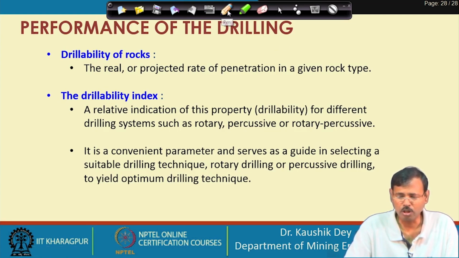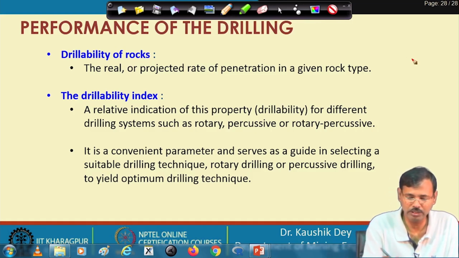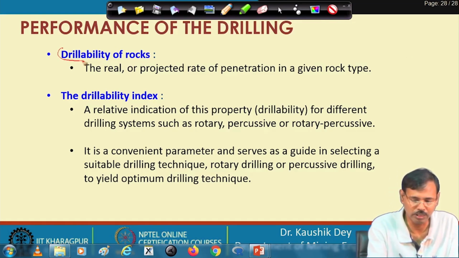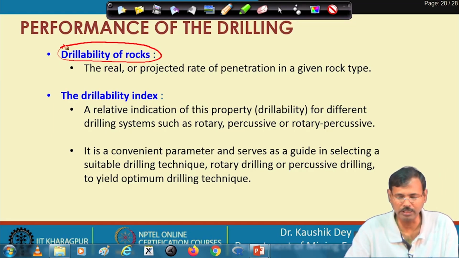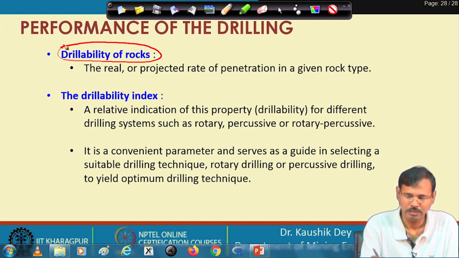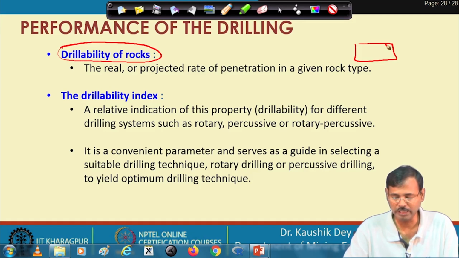The rock, that is the uncontrollable parameter, is defined with the term called drillability. How easy a rock is to drill is basically given by this term drillability. That is, depending on how strong the rock is, how abrasive, and what its hardness is, it is predicted what penetration rate will be achieved if a certain machine is deployed in the rock. What is penetration rate?